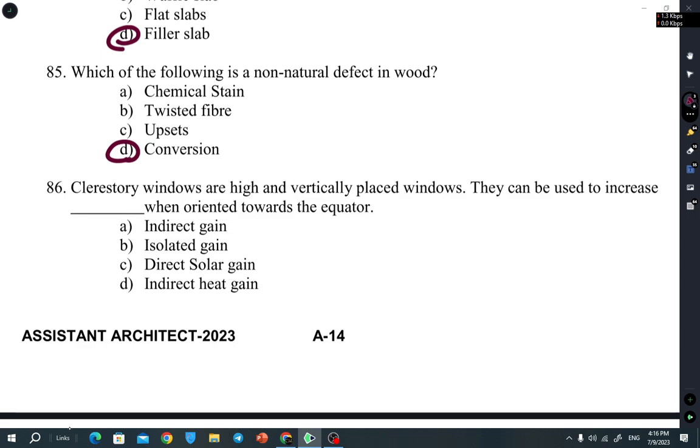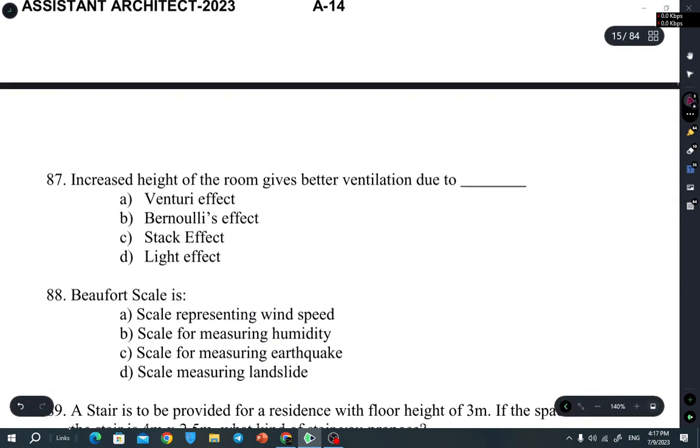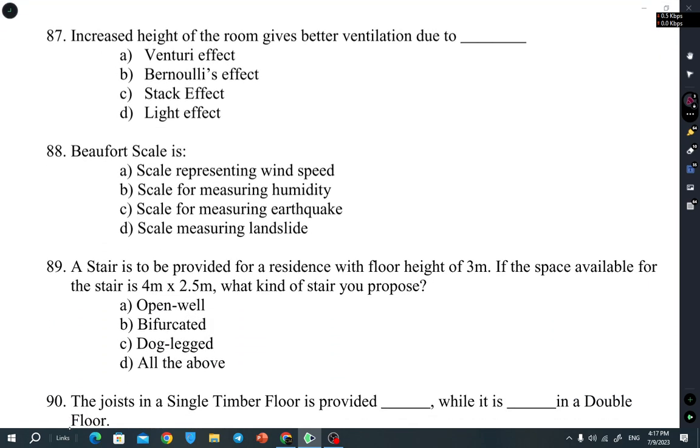Clerestory windows are high and vertically placed windows. They can be used to increase direct solar gain when oriented towards the equator. Next question. Increased height of the room gives better ventilation due to stack effect. Beaufort scale is scale representing wind speed.